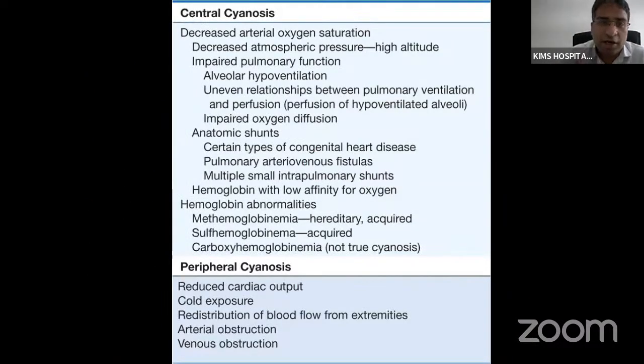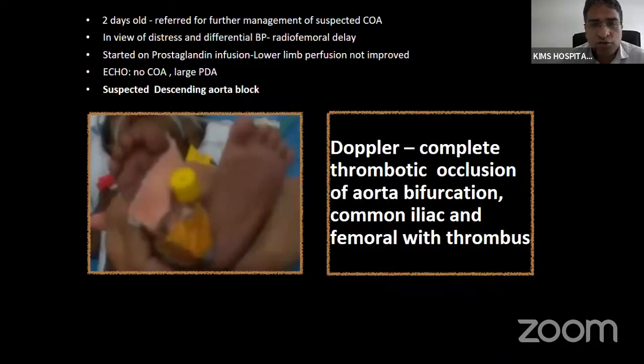So in general, central causes mean causes related to the brain, heart, and lung. That means decreased arterial saturation, high altitude, alveolar disease, anatomical shunt, hemoglobinopathies. And then peripheral cyanosis, I already told you, arterial and venous obstruction. With that, I will show you one very good example of how to differentiate peripheral and central.